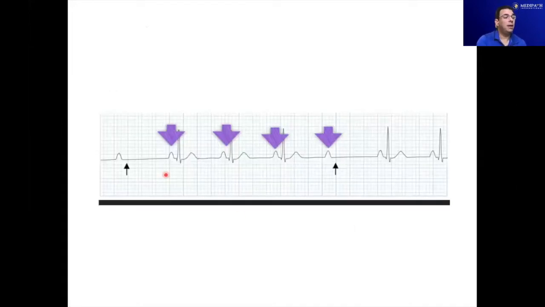Okay, here's another block. You see there's a P wave and nothing. P wave QRS, P wave QRS, P wave QRS, P wave nothing, P wave QRS. So this is also a first degree block because it's intermittently conducted.